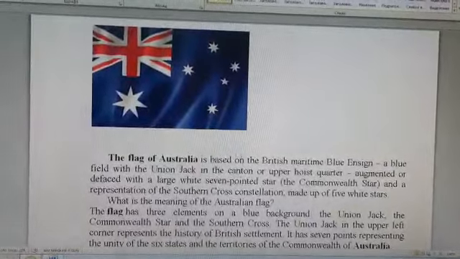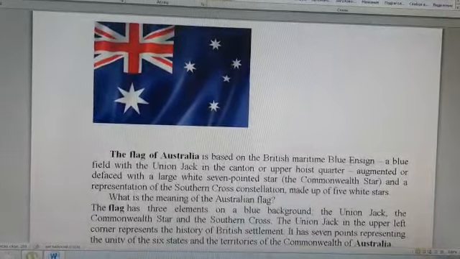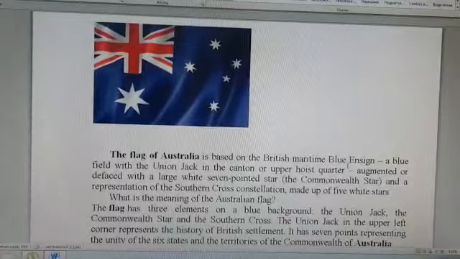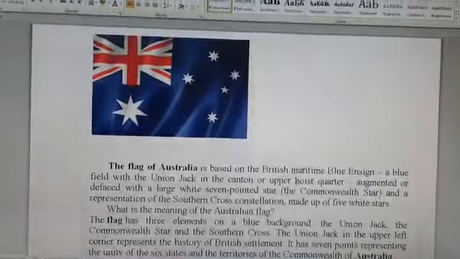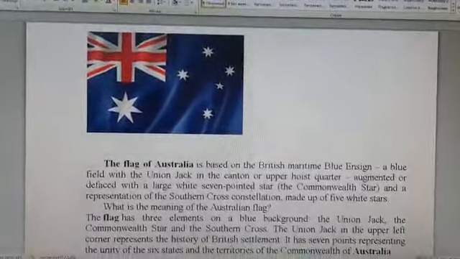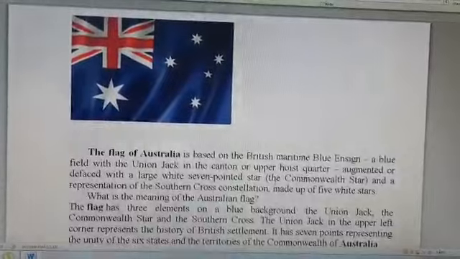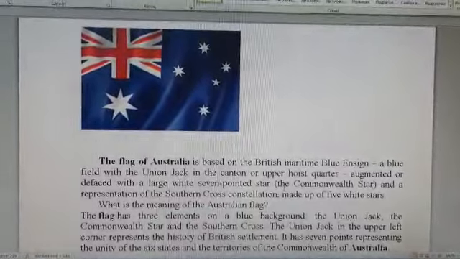The flag of Australia is based on the British maritime blue ensign, a blue field with the Union Jack in the canton or upper hoist quarter, augmented or defaced with a large white 7-pointed star, and a representation of the Southern Cross constellation made up of 5 white stars.